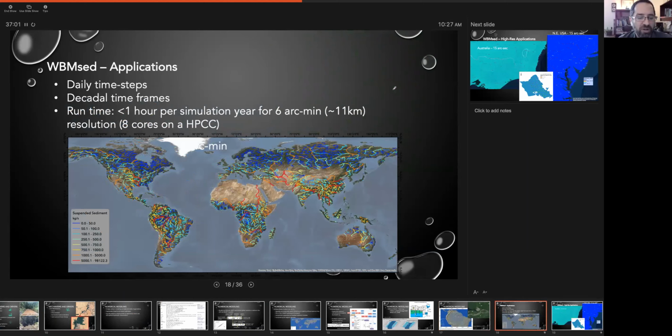So I'm going to show you some applications of this model. Just to give you a sense, we run this model at 6 arc-minute resolution, which is about 11 kilometer grid cells. It takes less than an hour to simulate 1 year at the daily time frame. We use a high performance computer cluster, but you can run it on a strong desktop if you have one. You don't have to have a supercomputer. However, it does have a very significant input data set, and it generates very large output data sets, so you need a lot of disk space. That's one of the advantages of using a high performance computer cluster.